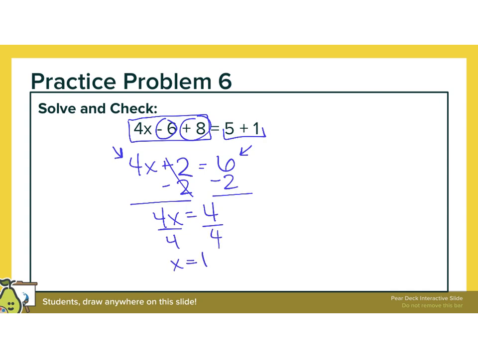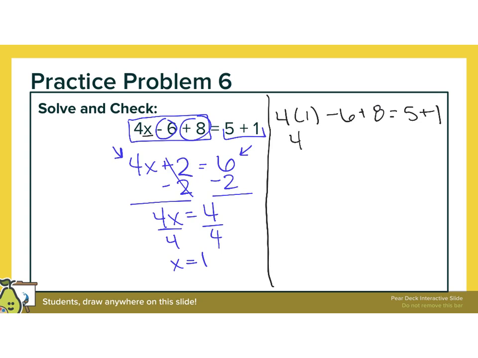To check, I'm going to plug in 1s everywhere there's an x. So 4x becomes 4 times 1 minus 6 plus 8 equals 5 plus 1. Always write it exactly the way it's written the first time.